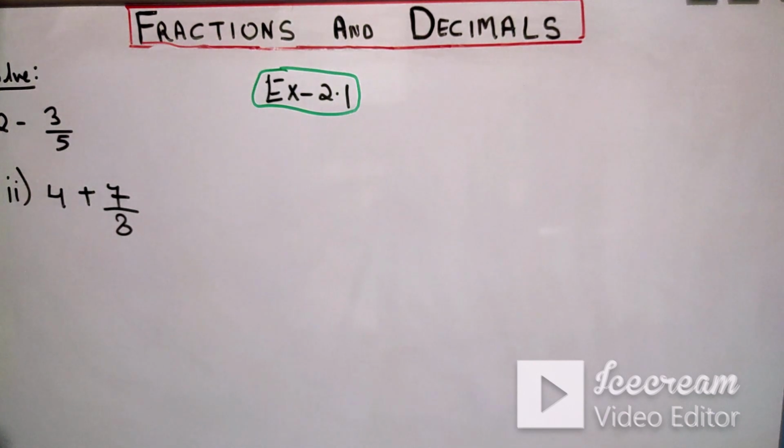So before starting exercise 2.1, we have covered some of the basic concepts. So let's move on to the exercise. What's question number 1? Question number 1 is 2 minus 3 by 5. Now how could we solve this?